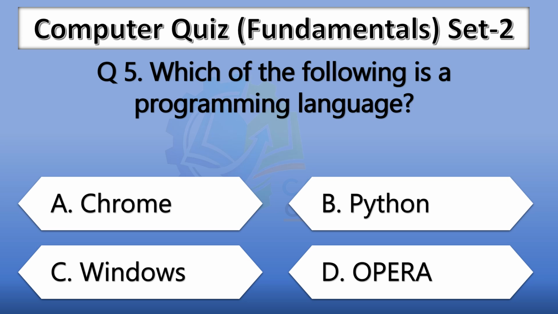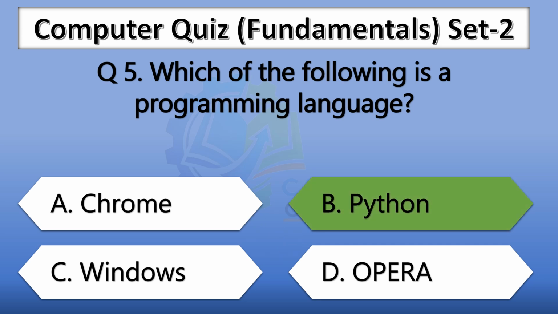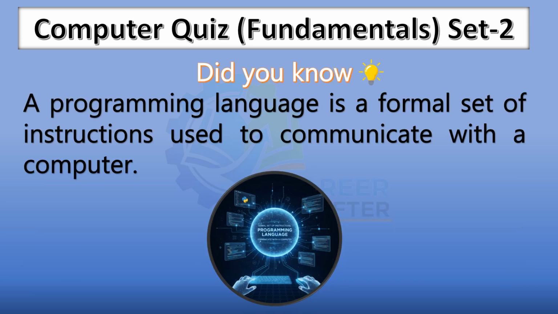Which of the following is a programming language? Options are Chrome, Python, Windows, or Opera. The correct option is Python. A programming language is a formal set of instructions used to communicate with a computer.